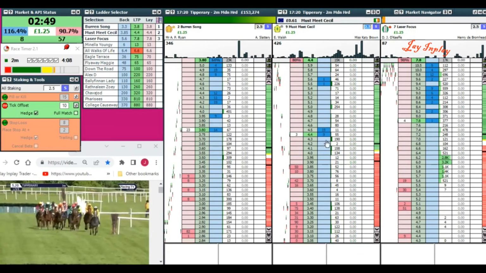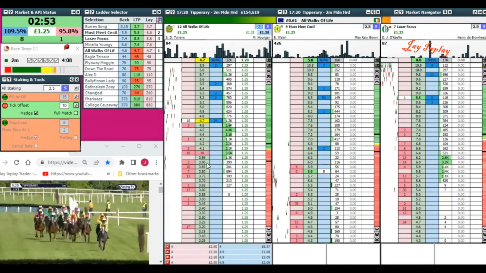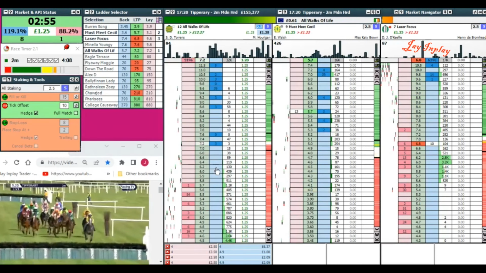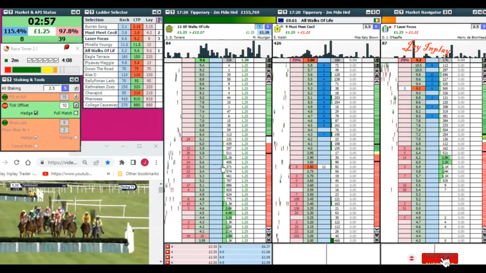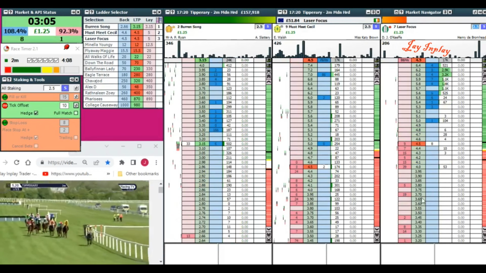Boron Song third on the inside, half a length then to All Walks of Life, Manelli Youngie gone. Crikey, it's not even top 5. 3 lengths in front of Flyaway Maggie and All Walks of Life, and they're in front of Eagle Terrace. As they come to the third last flight, the last in the back straight, and Must Meet Cecil, reduced advantage again, only about half a dozen lengths in front, jumping that over Laser Focus in second, Boron Song third.